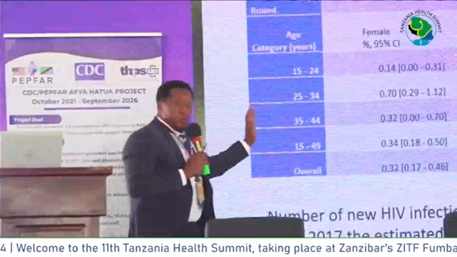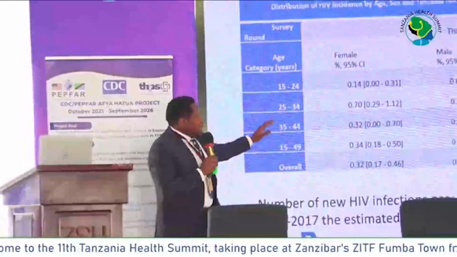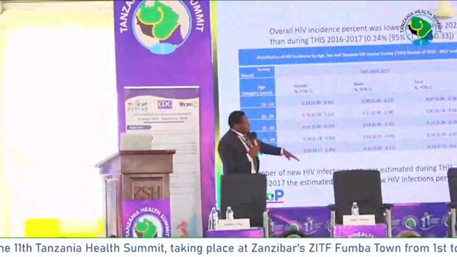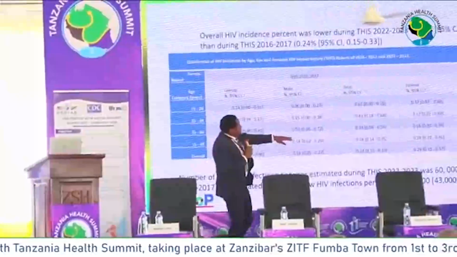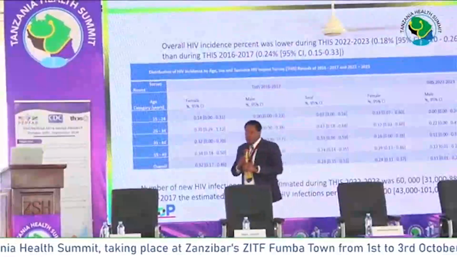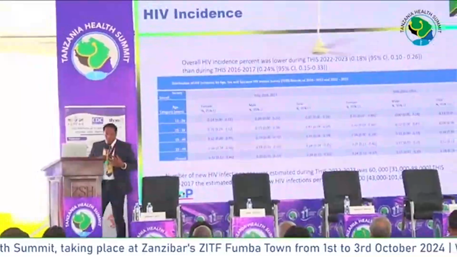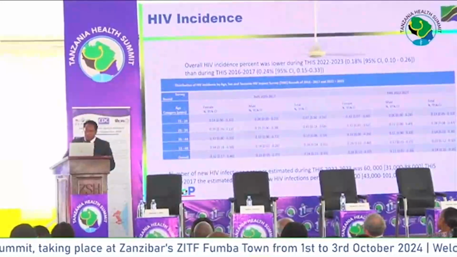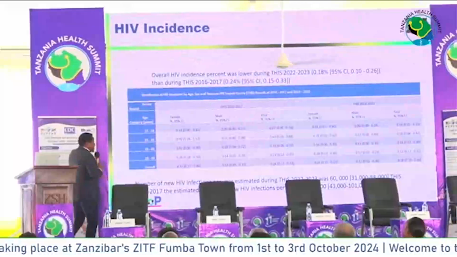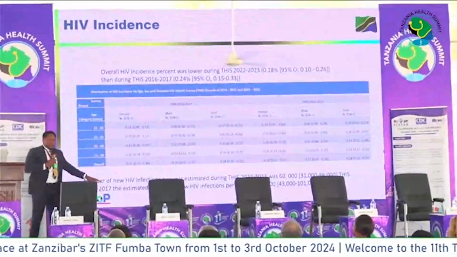But despite aging, we still have residual HIV infection, and it is highest among the young group. We can see the young group, although it has declined significantly, but still among females the incidence is very high, at around 0.33%. So what we're saying is that the population living with HIV is aging, but we still have people who acquire the HIV infection in the population. And actually, what we are seeing is that the number of new HIV infections has declined from what it was previously.